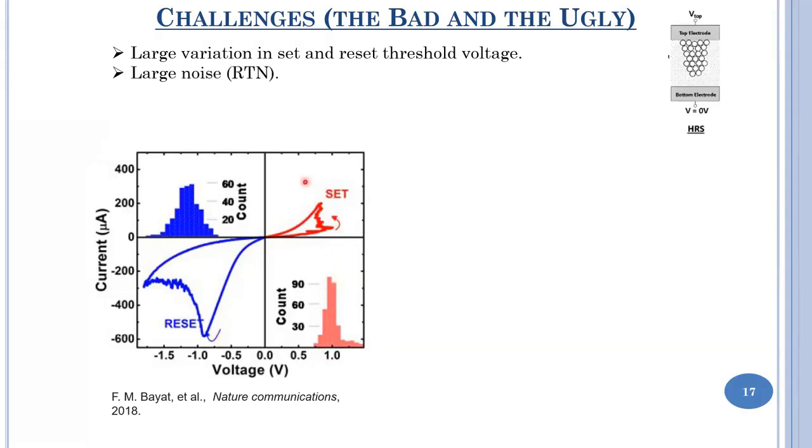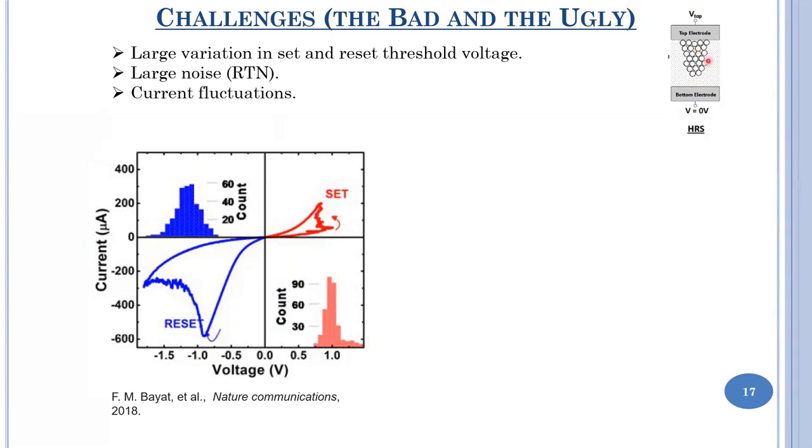Then there is large RTN noise, because these devices are very small. The insulator thickness is, let's say, a maximum of 10 nanometers. If you have a trap in between somehow, that trap will capture electrons very easily, and then it can also emit those electrons via mechanisms such as tunneling or trap-assisted tunneling. That way, the RTN value is very high. Also, there is current fluctuation: you apply the same voltage to this kind of device every time, but you won't see the same current.